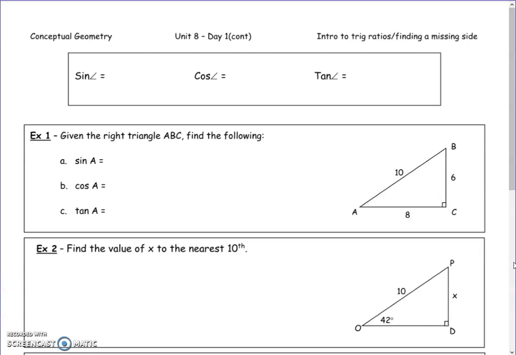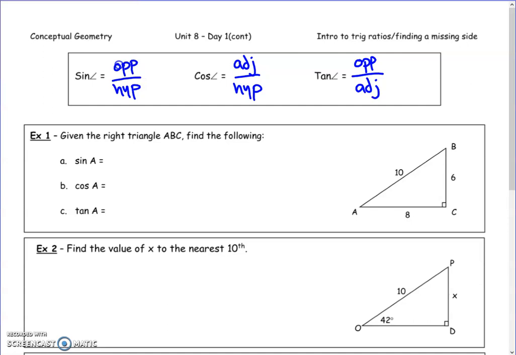For the sake of review, let's jot down those three ratios again. Sine of the angle equals opposite over hypotenuse. Cosine of the angle equals adjacent over hypotenuse. And tangent of the angle equals opposite over adjacent.